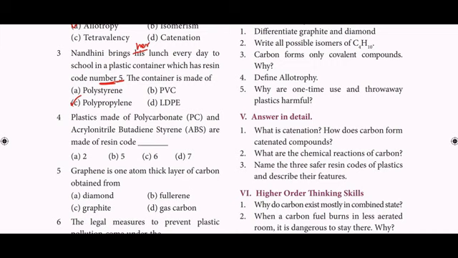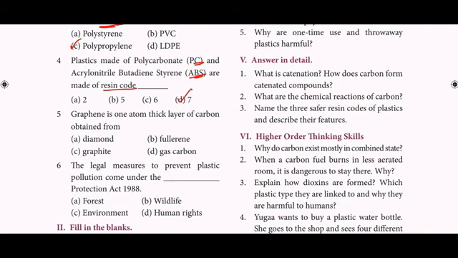Fourth one, plastics made of polycarbonate PC and acrylonitrile butadiene styrene ABS. So which resin code is PC or ABS? This is resin code number 7.